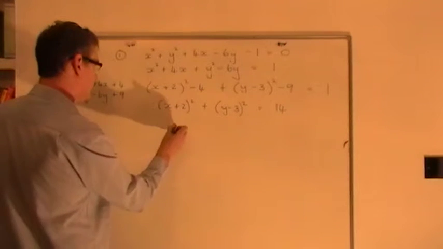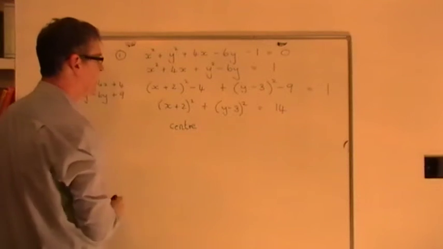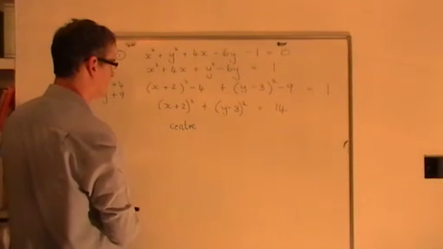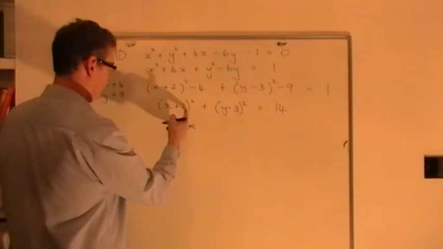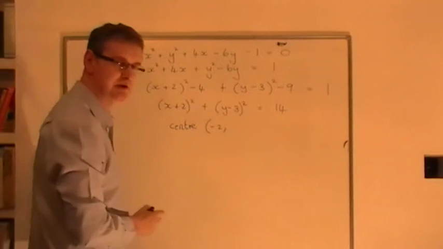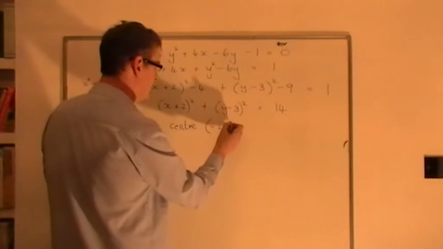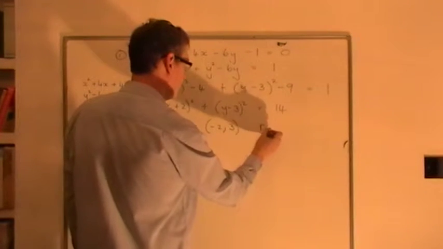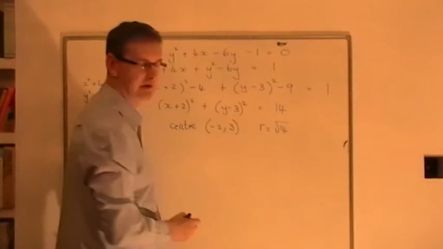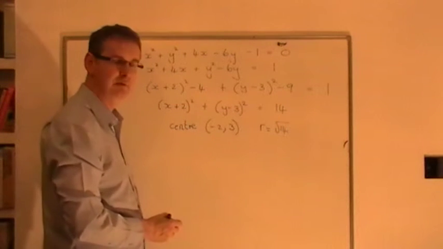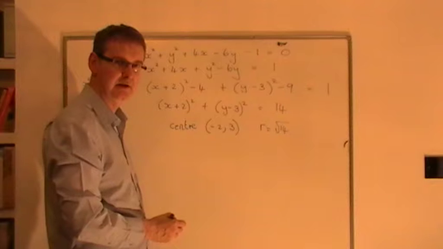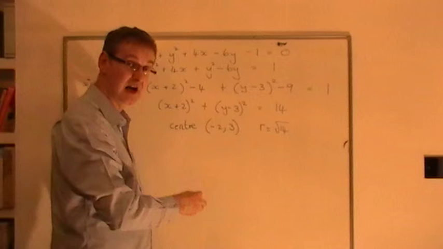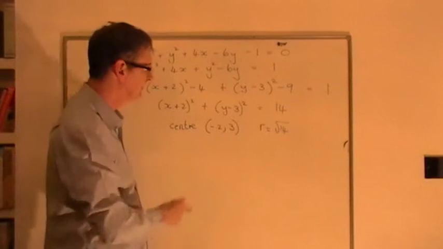Okay, and from this I can now write down what the centre of this original starting circle is. The centre of this original circle is, well, if that's plus 2, it's going to be minus 2 comma, and if that's minus 3, it's going to be plus 3. If that is 14, then the radius is simply the square root of 14. The root of 14 won't simplify. You can try writing it as 4 times something, doesn't work. 9 times something, it doesn't work. So root 14 is the answer.